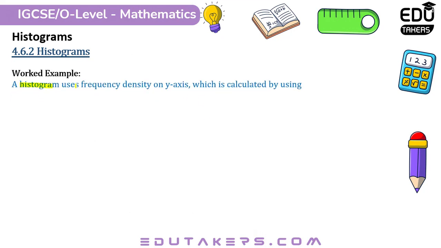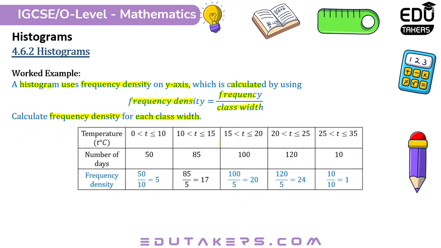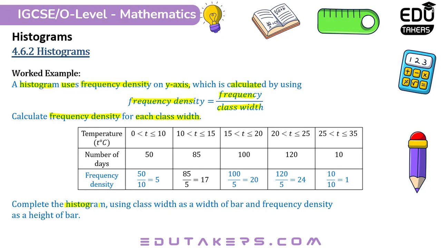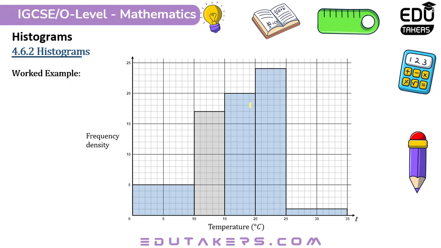A histogram uses frequency density on the y-axis, which is calculated using frequency density equals frequency over class width. Calculate the frequency density for each class width as shown in the table. Now complete the histogram using class width as the width of the bar and frequency density as the height of the bar, as shown in the diagram.